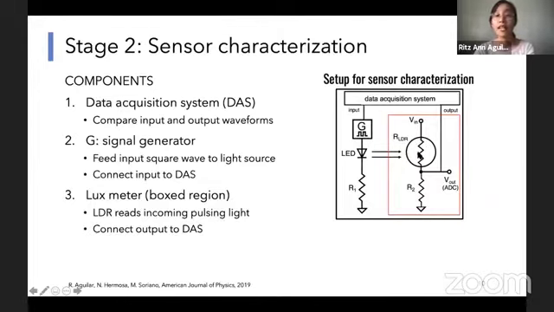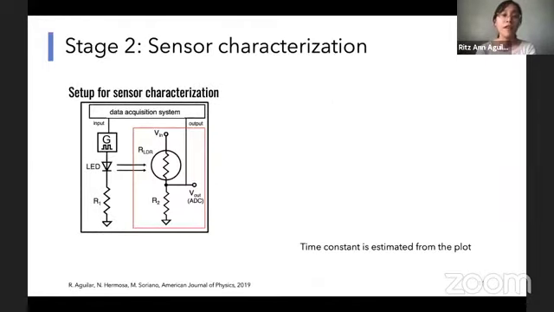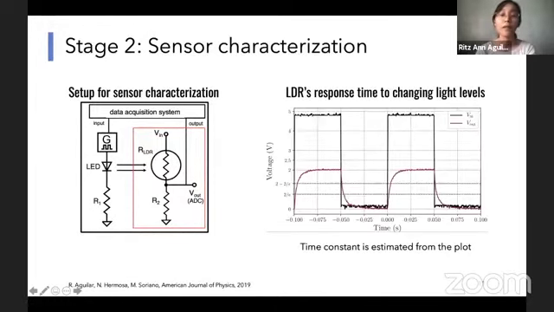Now, because LDRs have a slow response, what we expect to see is not a square wave, but a modulated square wave. So this is a setup for sensor characterization. You have your input and output, and we want to compare the two. This is the input square wave, the one in black, and as you can see here, the red plot is the output detected by the LDR. Again, it's slow. It takes time to reach a saturation signal or a constant signal.